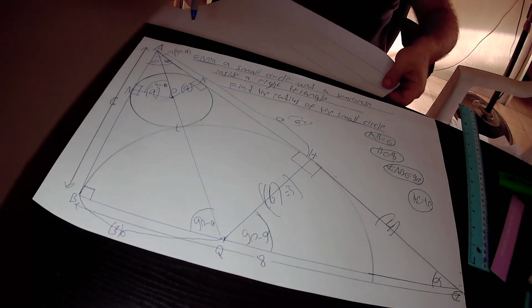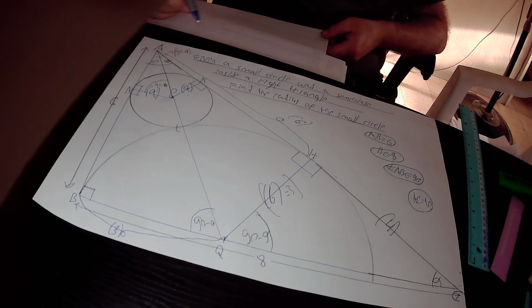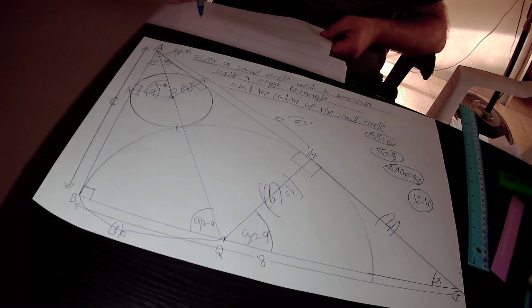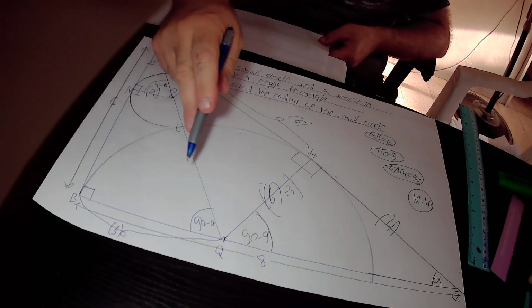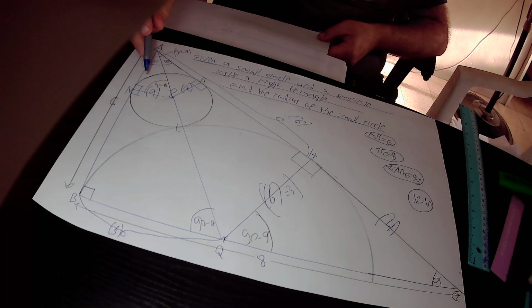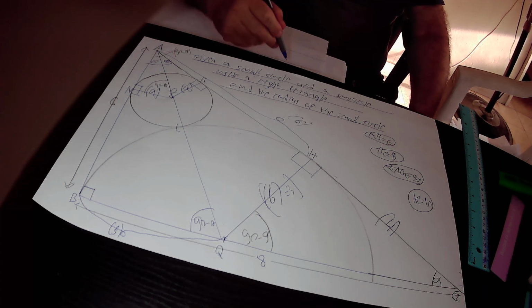AB is 6 over AN. AN is the missing side, so we leave it as it is, equals BQ. BQ is the radius of this big semicircle, that is 3 over NP. NP equals A. This is the radius that we are looking for in this question. We are looking for the radius of this small circle, that is A. So NP equals A.